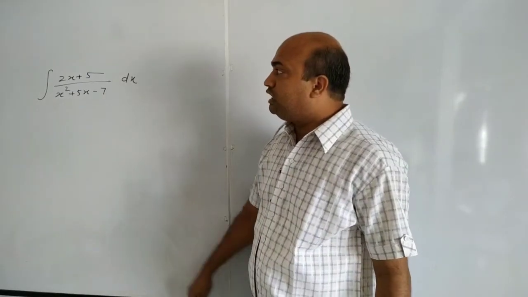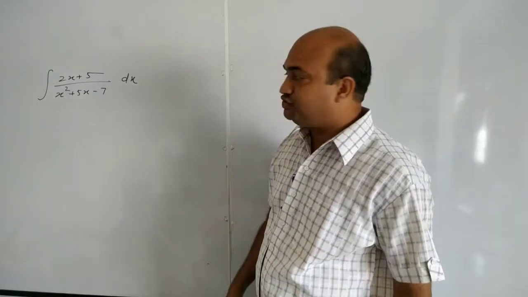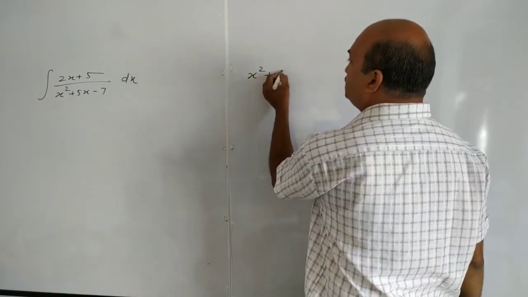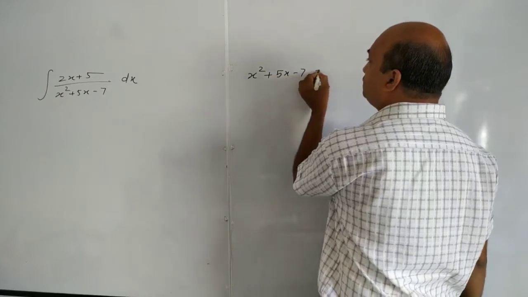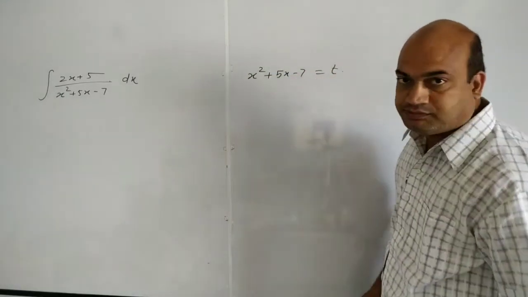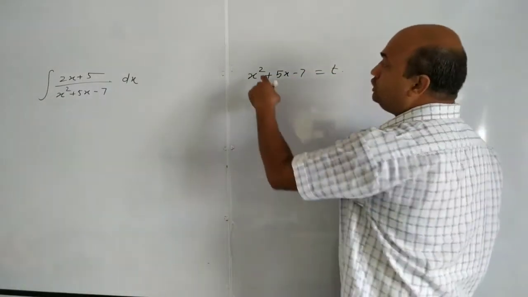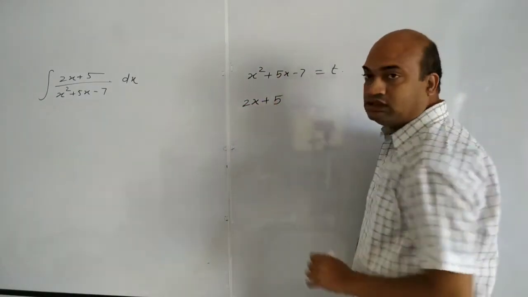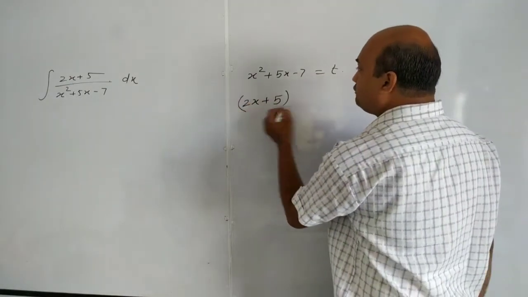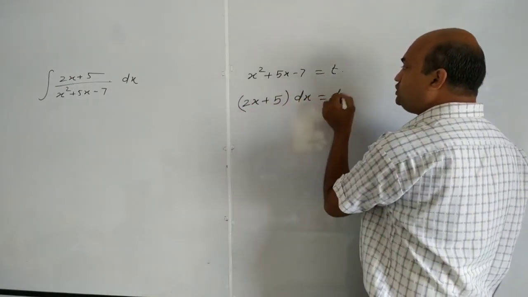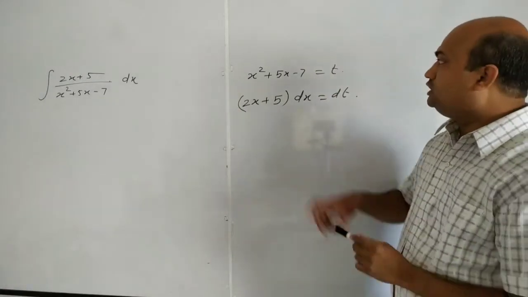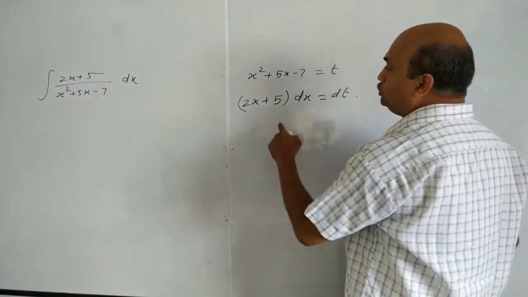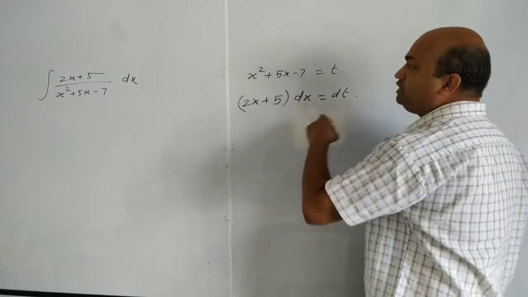2x plus 5 upon x square plus 5x minus 7. What we do here? Here x square plus 5x minus 7 we will put as t, and here we differentiate it. Differentiation of x square is 2x and differentiation of 5x is 5, and differentiation of x is dx and differentiation of t is dt. Differentiation of this minus 7 is 0. So you see 2x plus 5 dx will be dt.